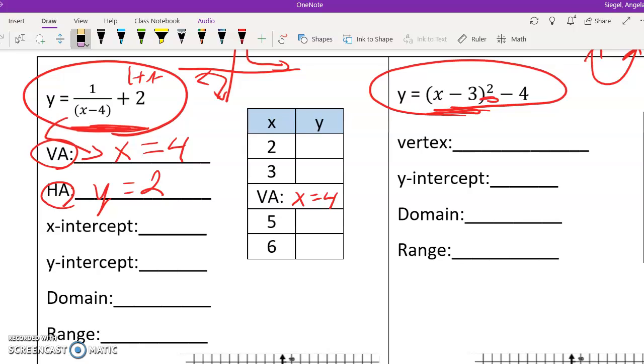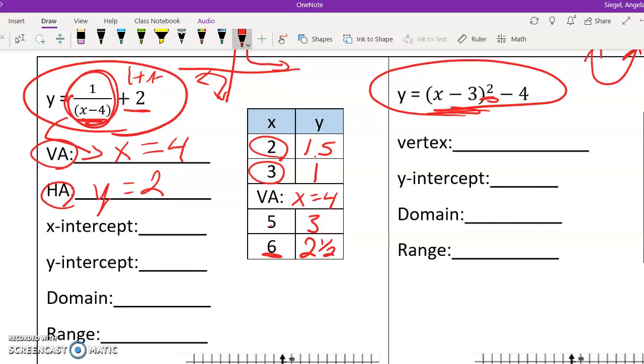If I plug in 3 here, then I have 3 minus 4, that's negative 1, and so that makes this negative 1. Negative 1 plus 2 is 1. Okay, let's do 2. So 2 minus 4 is negative 2, which would make this negative 1/2. Negative 1/2 plus 2 is 1.5. Let's go the other way. I'm going to plug in a 5 here. 5 minus 4 is 1, which makes this whole thing 1. 1 plus 2 is 3. And then 6. 6 minus 4 is 2. 1/2 plus 2 is 2.5.